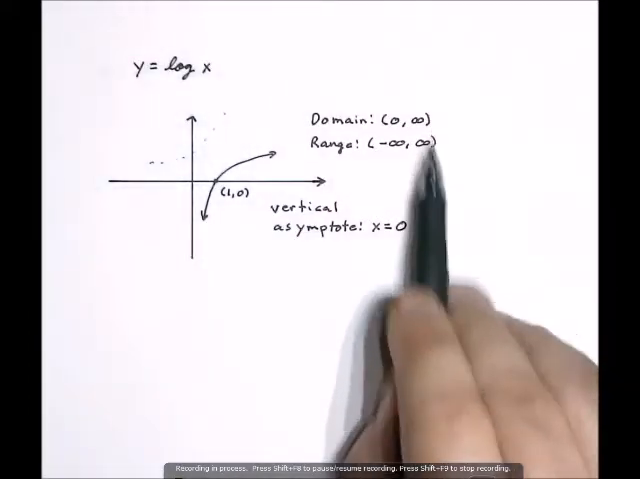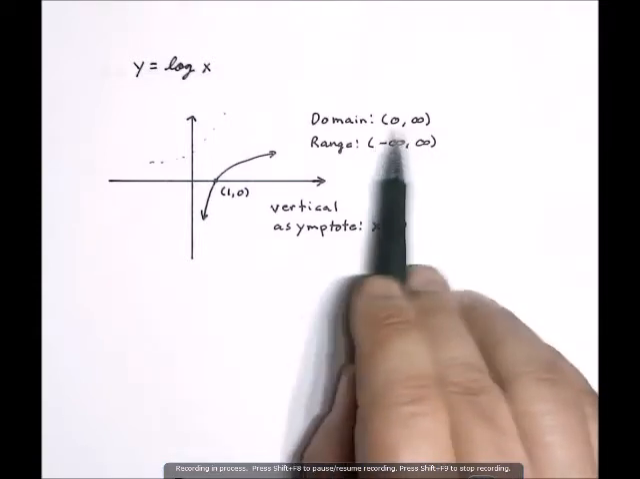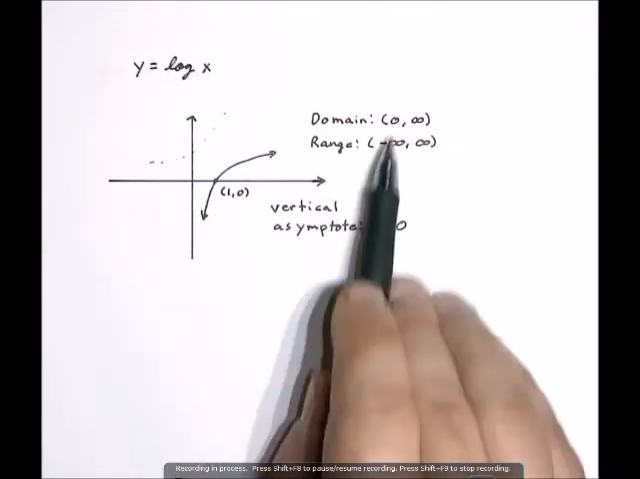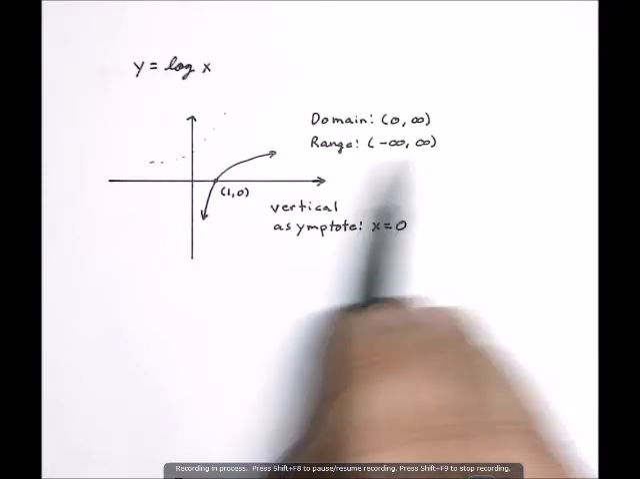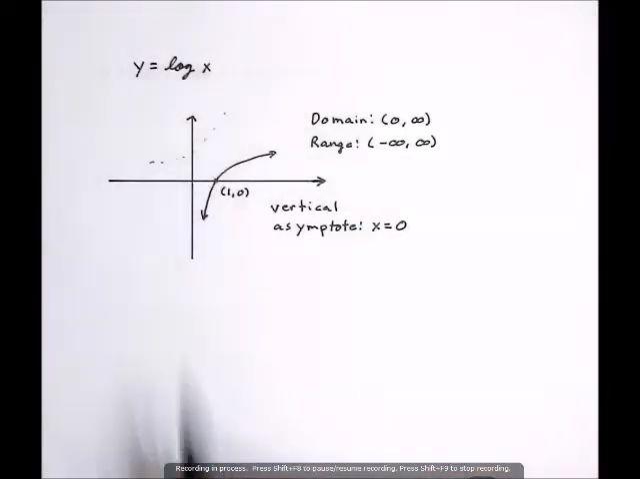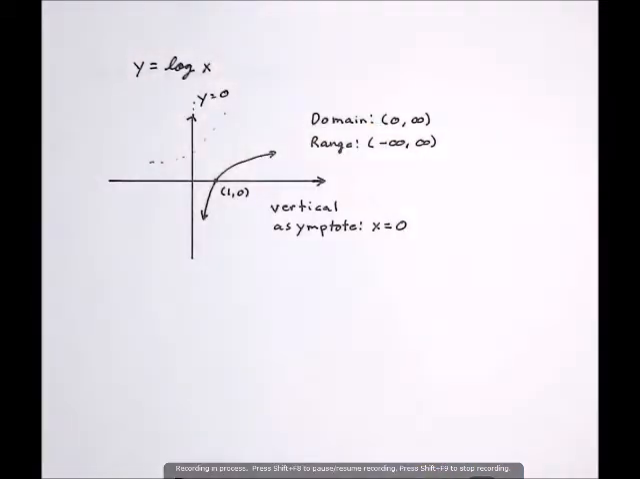And just like you know about inverses, domains and ranges shift. So the domain on your logarithmic equation is 0 to infinity, excluding the 0. Range is negative infinity to infinity, or all the y's. And we have a vertical asymptote at x equals 0. So that's the basic shape and domain and range of a logarithmic equation.